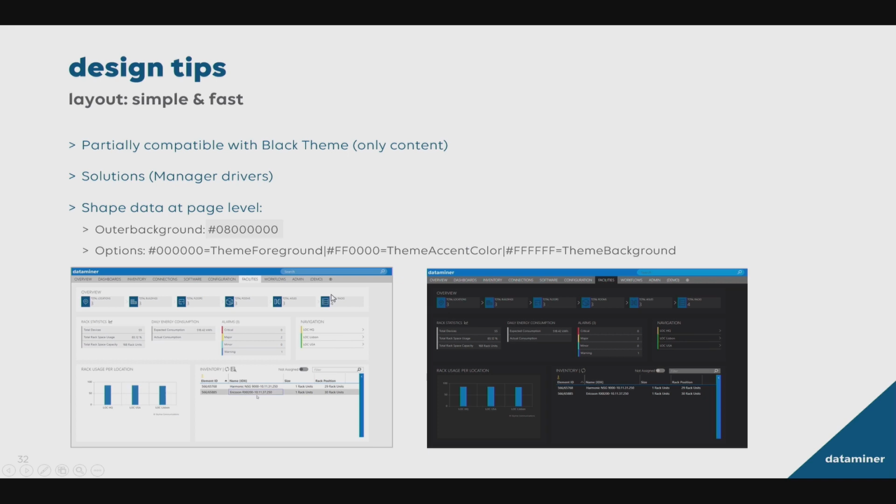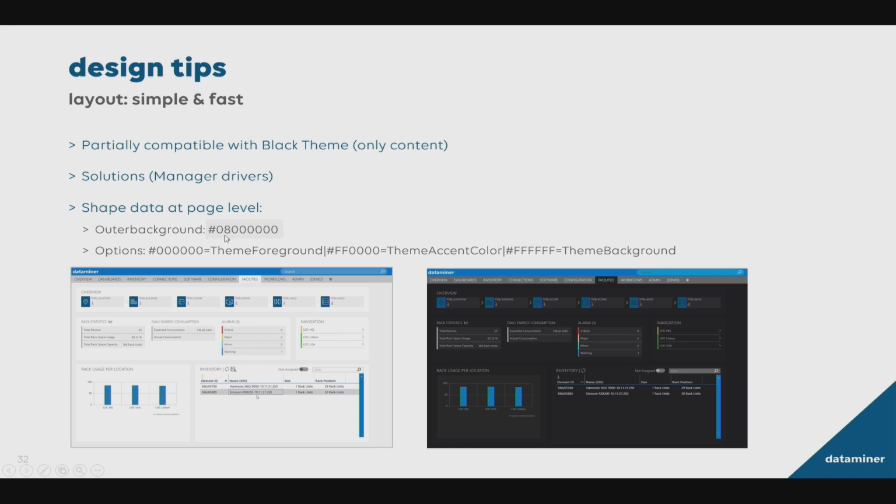It's partially compatible with black theme. You can see all the contents, as you can see on the right side, except that you don't see any difference in the layers. So it's not anymore grouped together, but it will show you very nicely in a mixed theme. You can do that by defining shape data at the outer background, at page level, outer background.